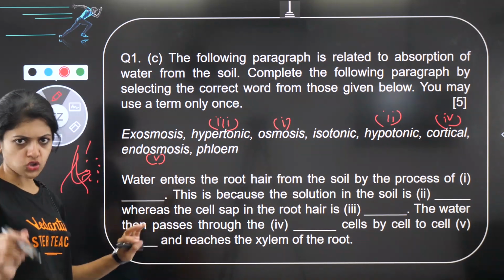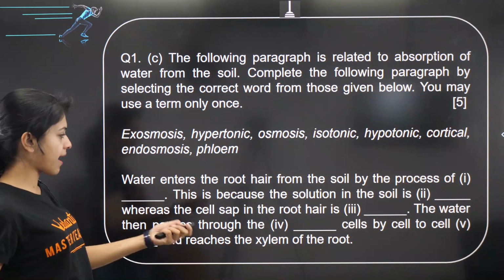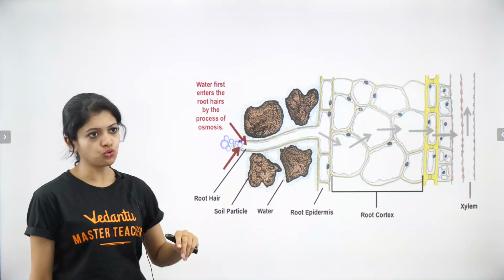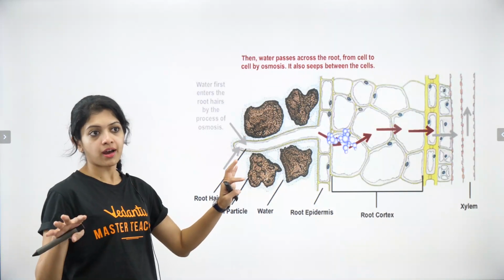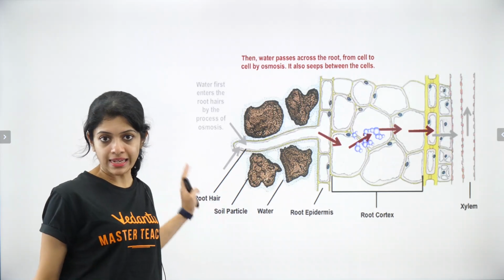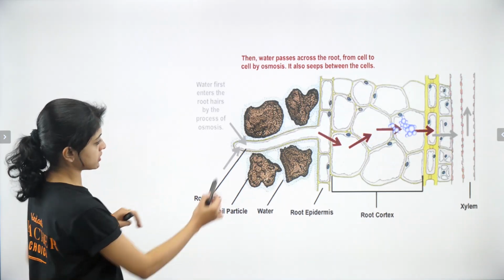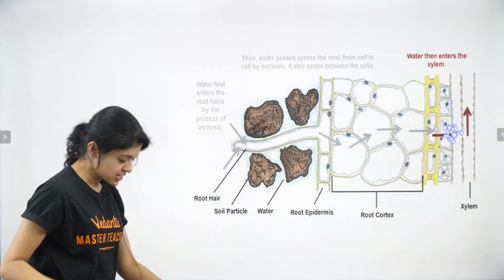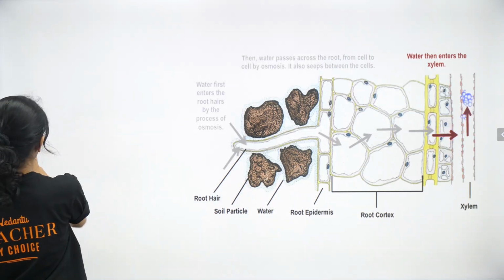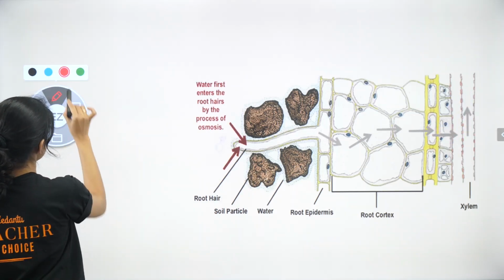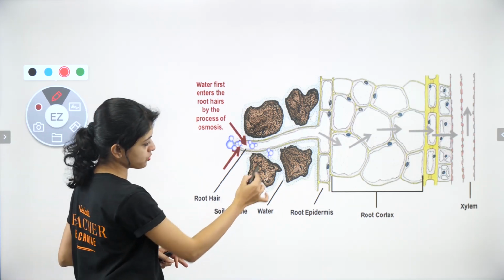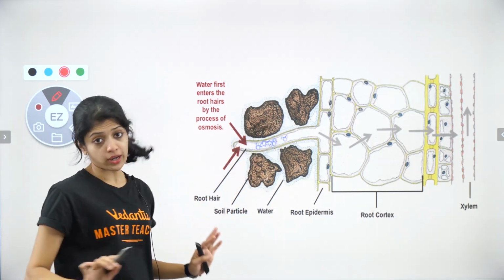So do not worry if you got confused. I have a simple explanation for you. This simple image explains whatever we need about this concept. So this structure that you see here is basically the root hair. And what you see here, the brown structures, are all the soil particles.